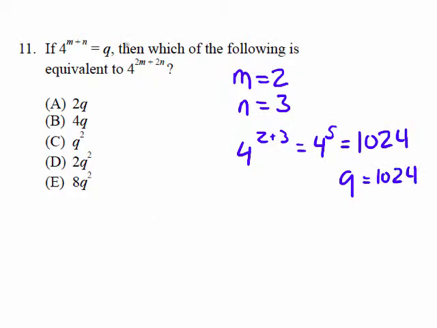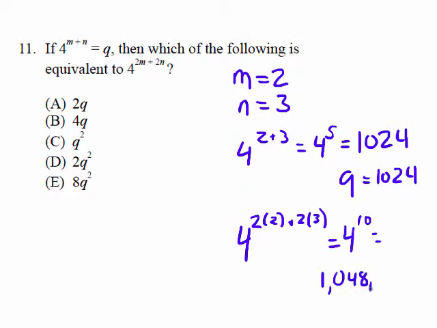Now, 4 to the 2m plus 2n. 4 to the 2 times 2 plus 2 times 3 is going to be 4 to the 4 plus 6, which is 4 to the 10, and that's a big number. I'm going to probably need to go down to the next line to write that. Yeah, 1,048,576.